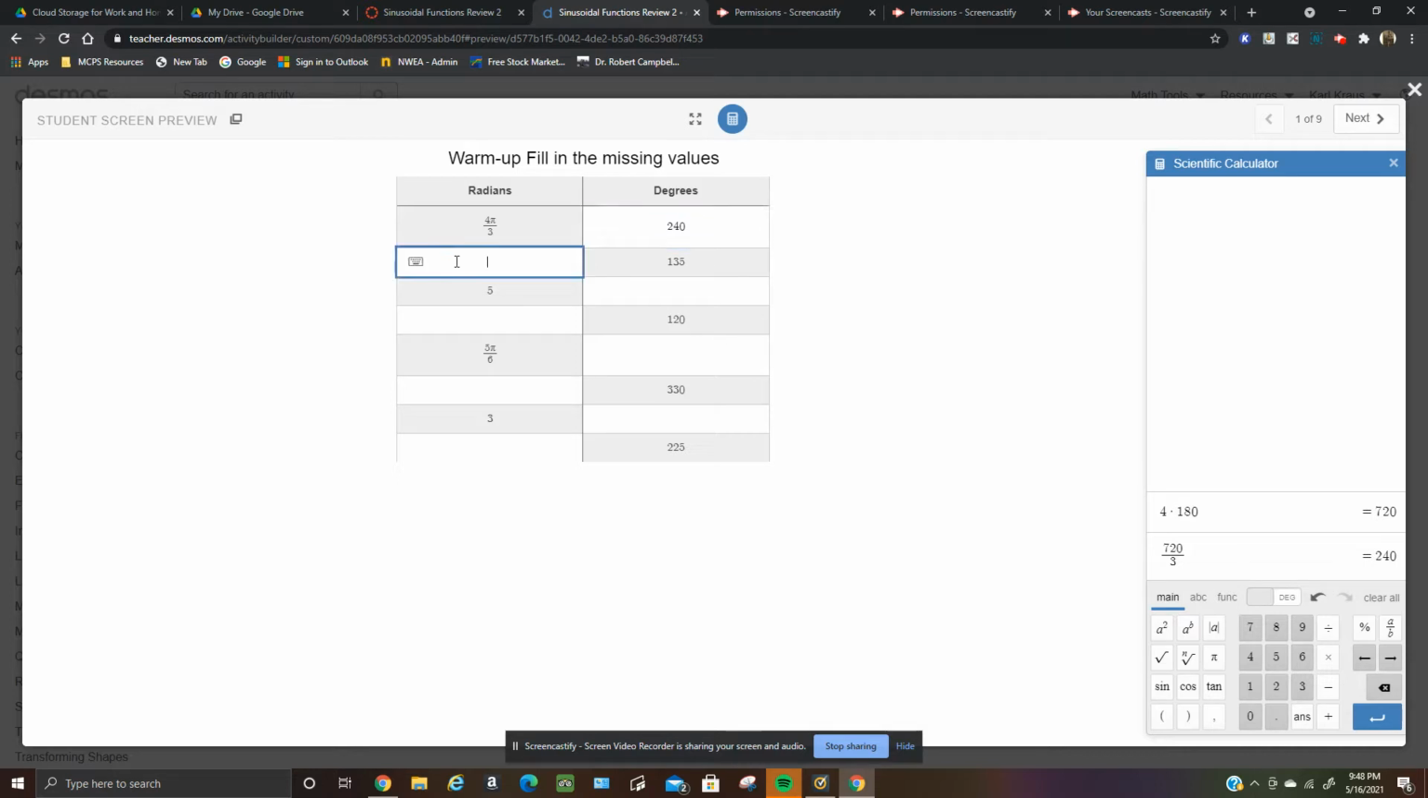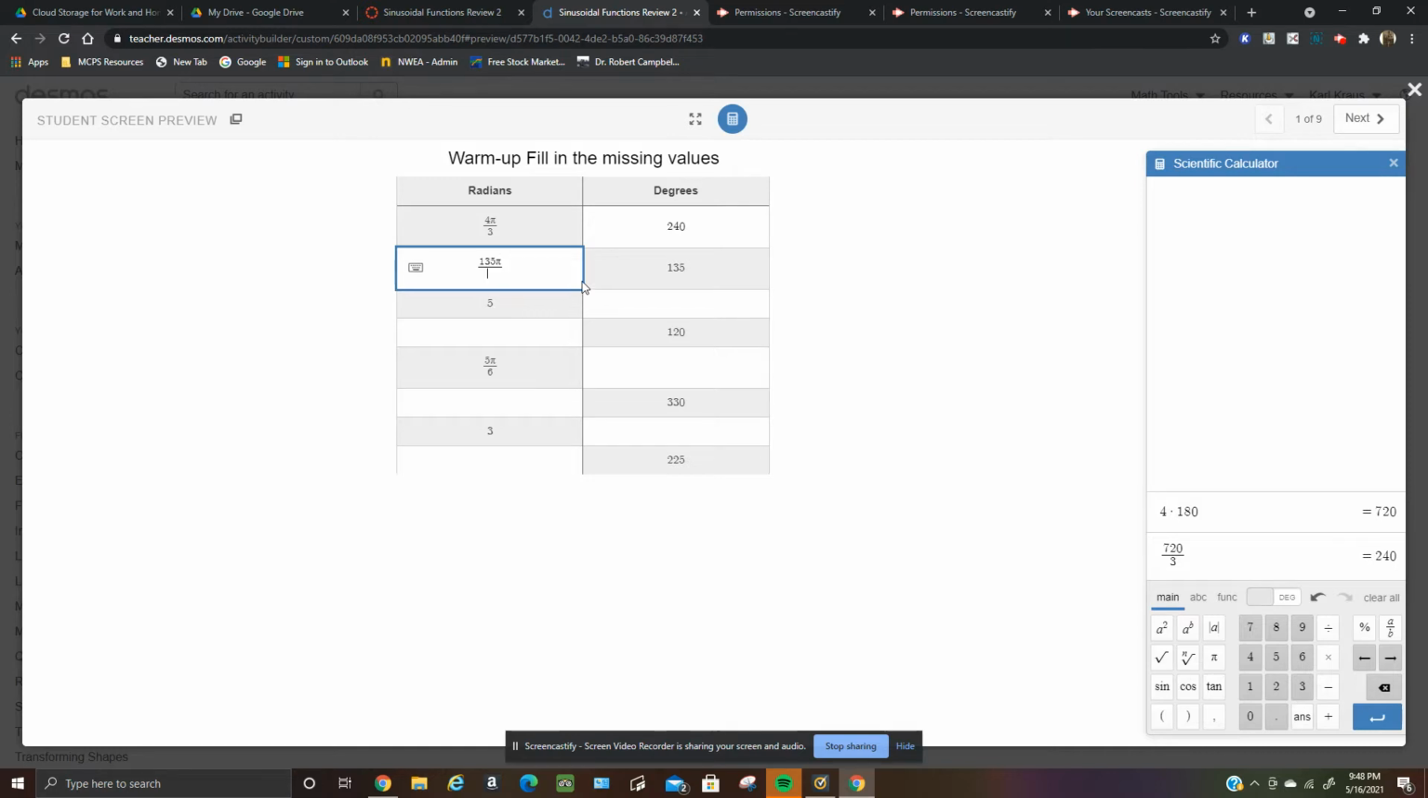And the other way, 135 pi over 180. And then simplify the fraction. 135 divided by 45 is 3.